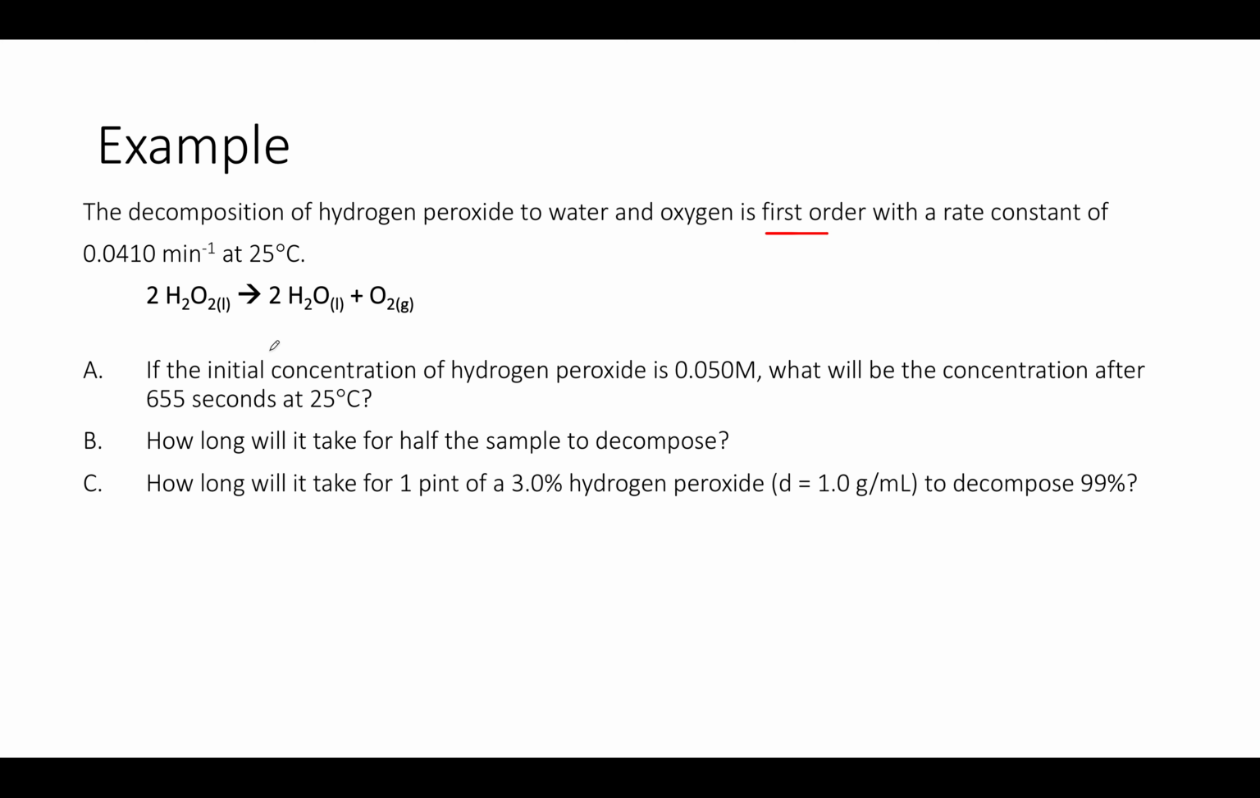I ask, if the initial concentration of hydrogen peroxide is 0.05 molar, what will be the concentration after 655 seconds? I also ask, how long will it take for half the sample to decompose? So that's the half-life. And I also threw in an interesting problem. How long will it take for 1 pint of 3% hydrogen peroxide to decompose 99%? So that's a pretty hard problem, but we'll get to that at the end.